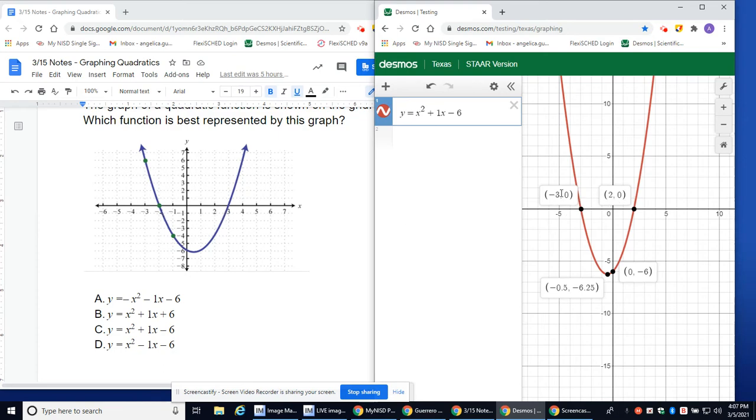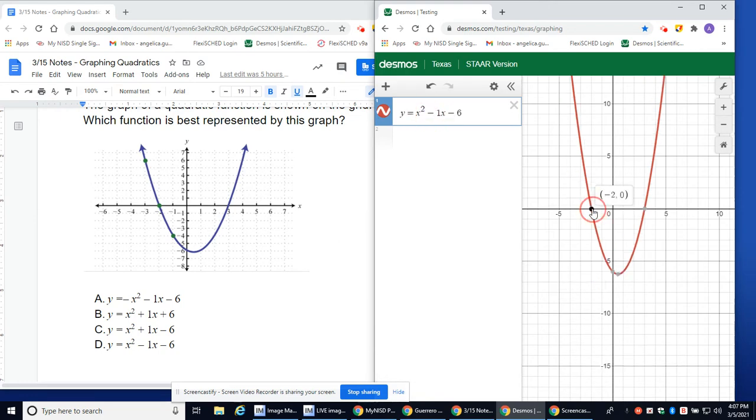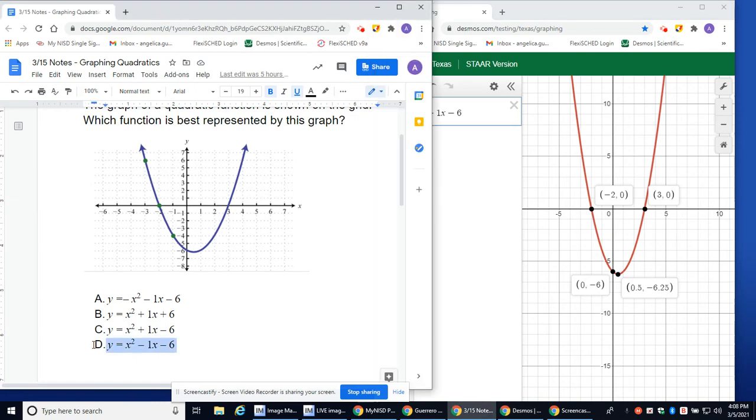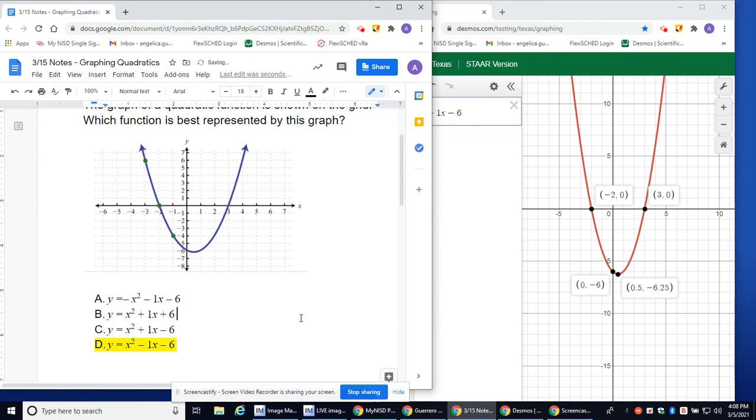So that's not correct. Lastly, I graph D, negative y equals x squared minus 1x minus 6. I'm going to change this plus to a minus. And now I can see that those x-intercepts line up with the graph given to me and that it crosses at negative 6 on the y-axis for my y-intercept. So D would be the correct answer choice here. And so I can click and highlight D as a correct answer choice.